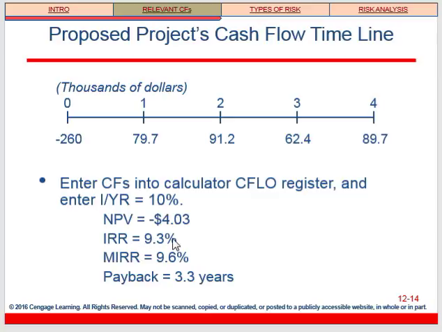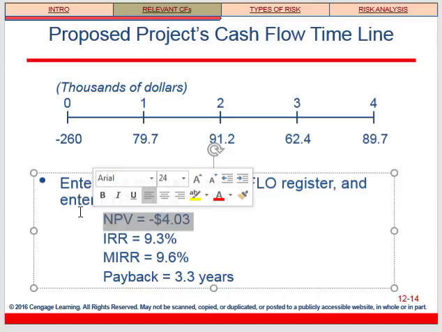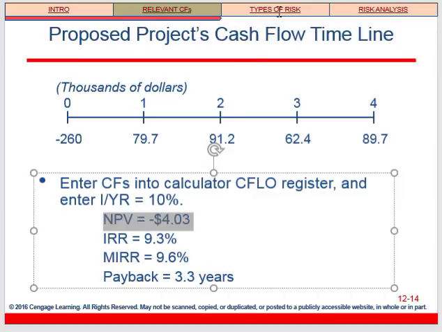The return of the project is 9.3. The cost of the project is 10%. Since the return is lower than the cost, we are going to reject the project. Or NPV is negative, hence we are going to reject this particular project. With that, that is pretty much all I want to share with chapter 12, and let's go over chapter 14 right now.